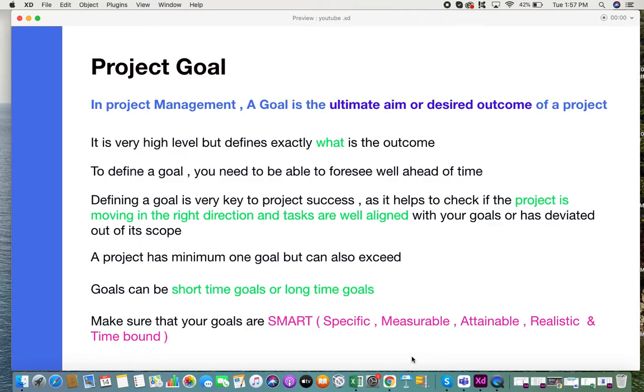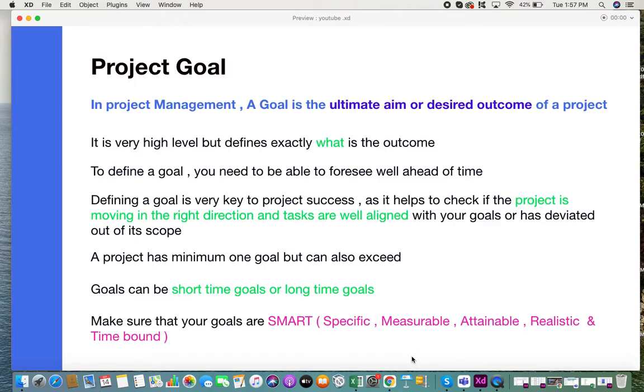Only when you set up a project goal will you be able to align your daily tasks and activities, to check and validate if those activities are well aligned with your project goals. If it's not aligned, then you can be very sure that you are going out of scope and deviating. A project has a minimum of one goal, but it can also have two or more goals. And goals can be short time period or long time period goals.